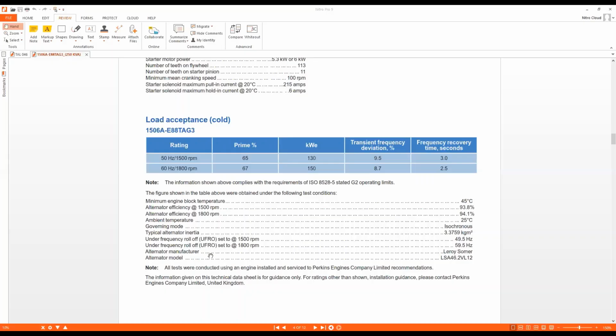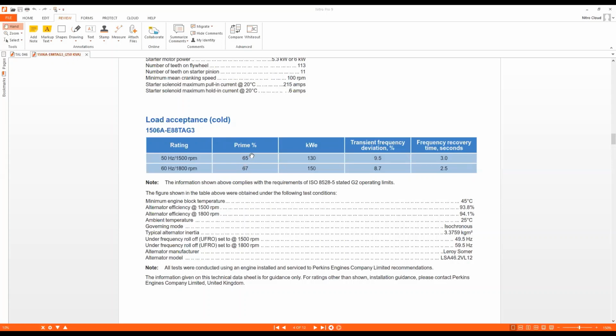Okay, so this is an engine datasheet. There's a section in every Perkins engine datasheet called load acceptance. And typically this tells me that the information shown above complies with the requirements of ISO 8528-5 stated G2 operating limits. So this is a G2 compliant engine.